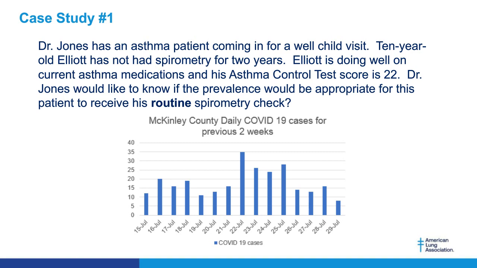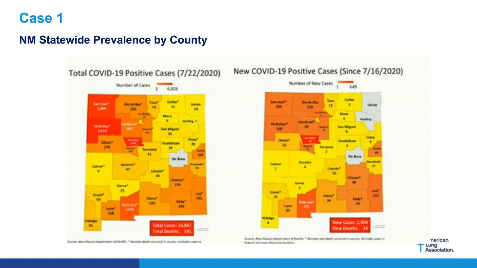Dr. Jones would like to know if the prevalence would be appropriate for this patient to receive his routine spirometry check. And you can see the prevalence in the chart below. It goes from 0 to the highest at 35, and the prevalence has been going up and down over the last 2 weeks. This demonstrates how these particular counties look in relative prevalence to the rest of the state. And so the county this child is from, where Dr. Jones is, would be the second county from the top in bright red, indicating a historical high prevalence, and also in the map on the right, a current high prevalence.